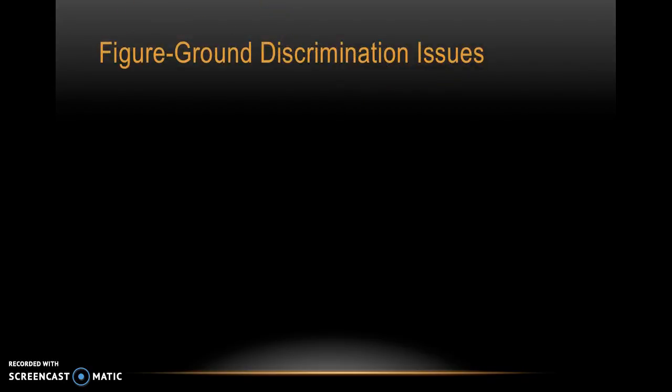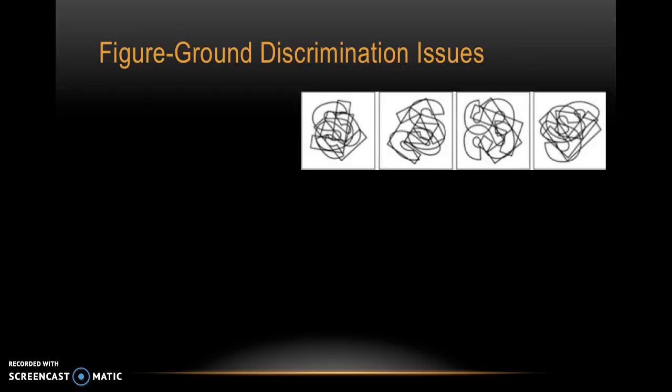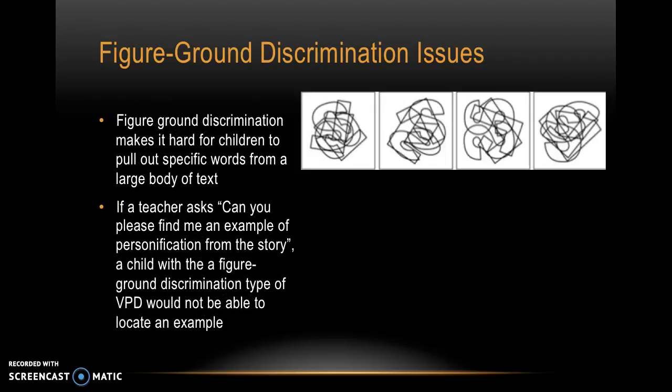The next type of visual processing disorder I'm going to discuss is called figure ground discrimination issues. This type of discrimination issue means that the child might have difficulty pulling out certain words from text or a cluttered background. So if a teacher asks a student, "Find me an example of personification from the story or from the text," the child probably will understand what the teacher is asking. However, the child will not be able to pull that information from a text while flipping through the pages of the textbook.